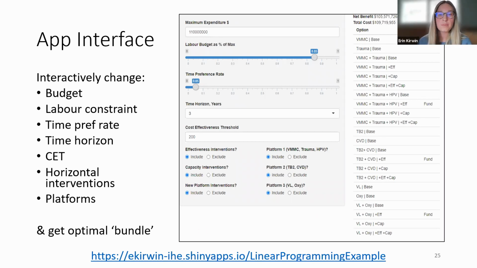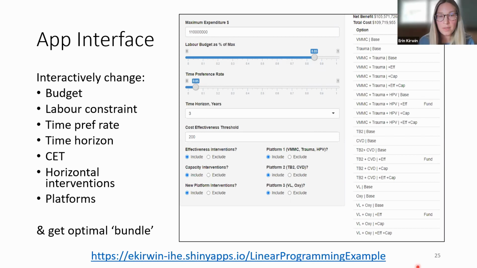So this is all programmed so that costs and benefits are functions of these inputs. So everything's going to respond to whatever scenario you set on this side of the panel. And then the app returns the optimal set of interventions to fund, and will also tell you the total cost and net benefit. So we're going to get these little fund indicators next to the combinations that are optimal, and then the total net benefit and total cost.